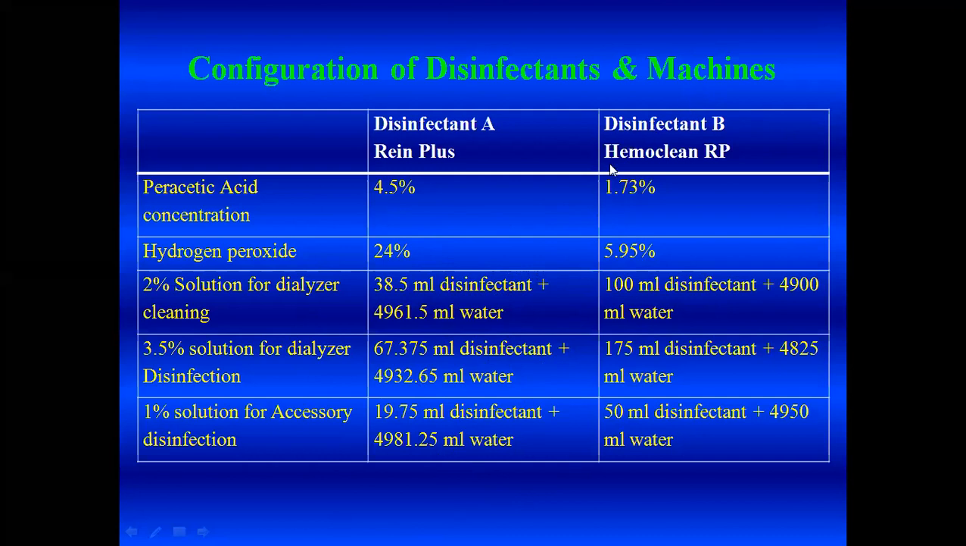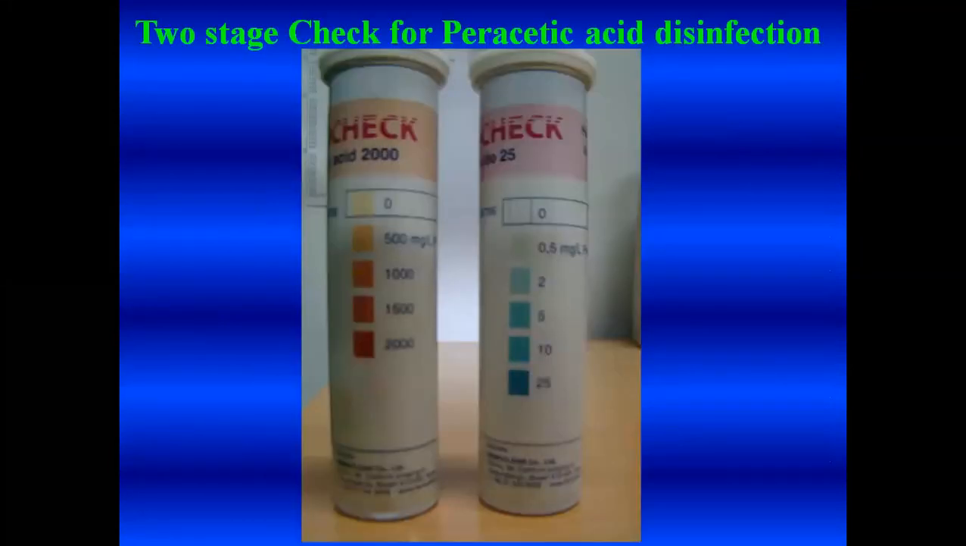If you use the 1.73% with a dilution that was meant for 4.5%, then you would end up over diluting your disinfectant. It may not be effective, and in such a situation, it may actually allow bacterial growth on either your accessories or within the dialyzer.